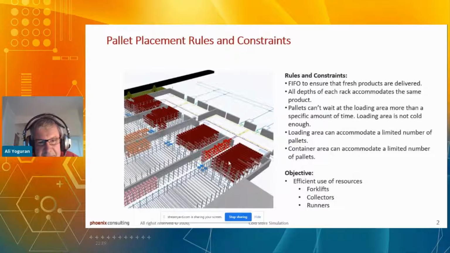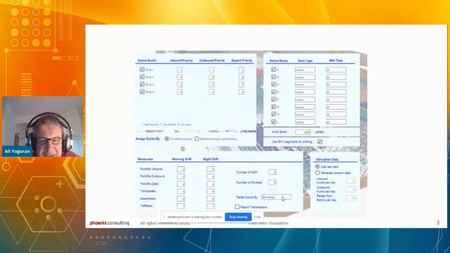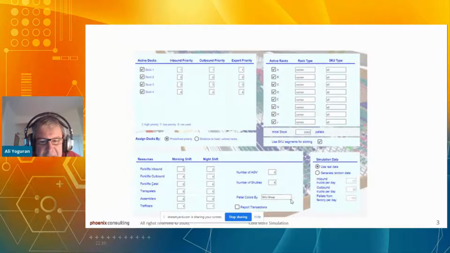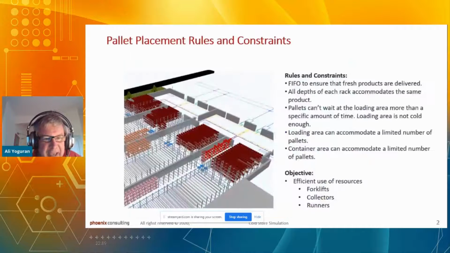This color here, we use the palette color for a very specific heat map purpose. We could color the pallets for product type, so we could see which product type is at which rack. We could also color them by, for example, the number of pickings that take place.